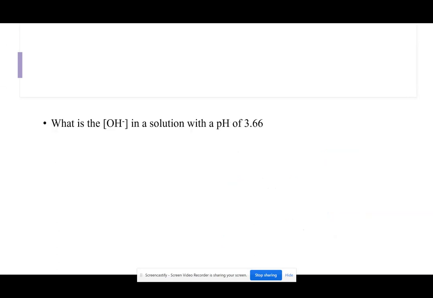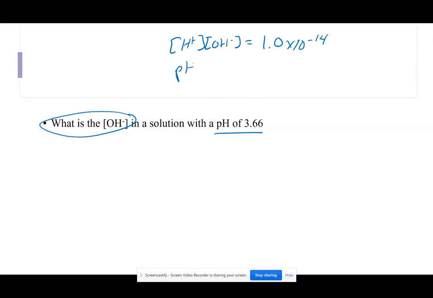Lastly, we are given the pH of 3.66 and we're asked to find the hydroxide. So at this point, there's 3 formulas. There's hydrogen times hydroxide is 1 times 10 to the negative 14. There is pH is negative log of the hydrogen concentration. And then there is hydrogen concentration is 10 to the negative pH. So to find the OH, the only one I have that has OH in it is that top one. So I have to find my hydrogen concentration first. So I'll start with that.